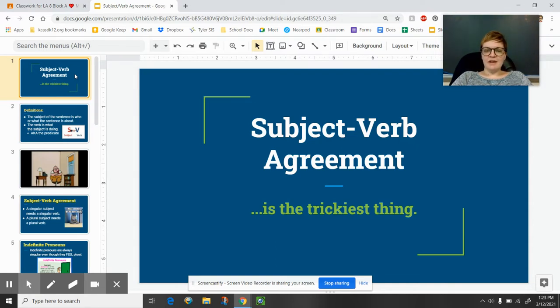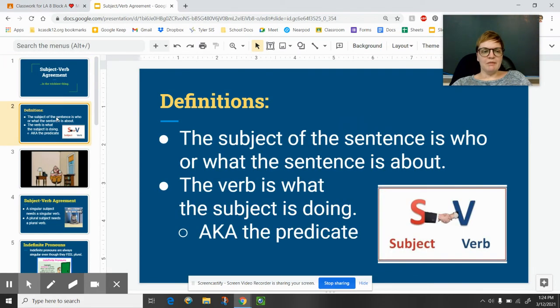As you can see from this slide, subject-verb agreement can be a tricky little thing. So I'll show you some ways that test writers might write sentences that trick you and ways that your own writing could confuse you and make it difficult to match them up. So bear with me.